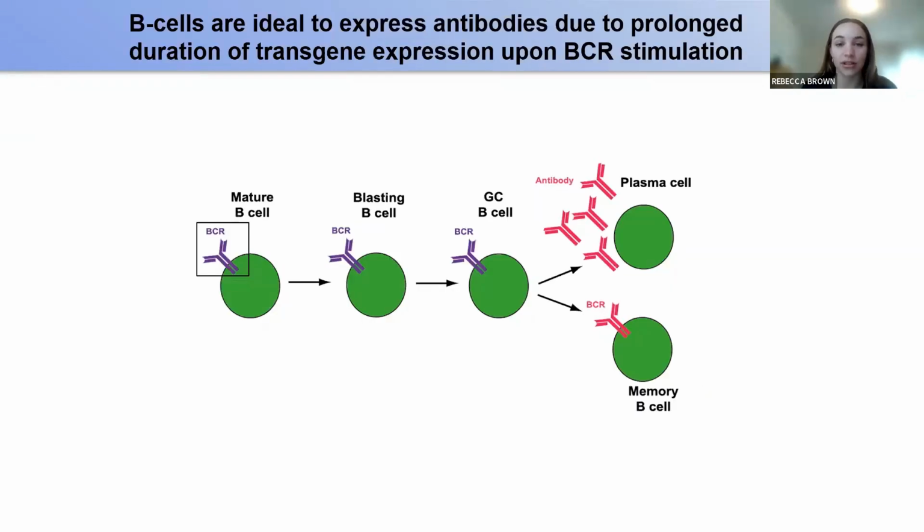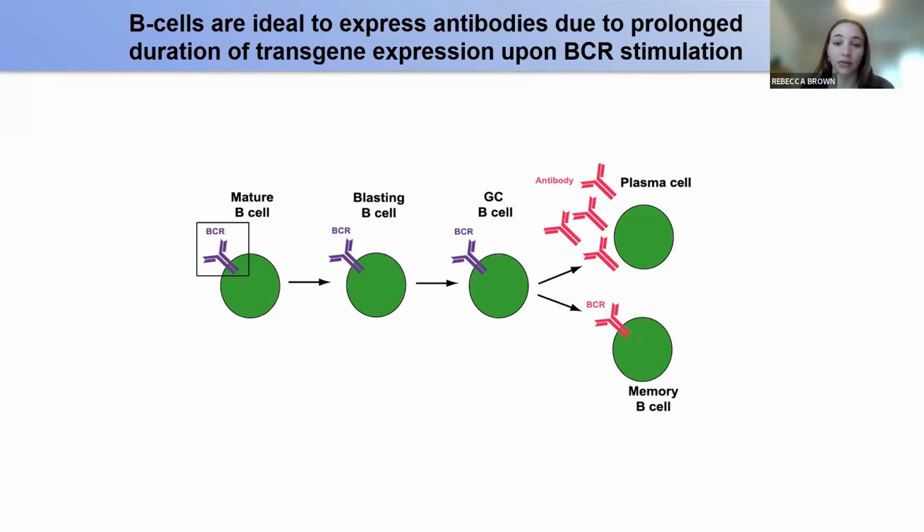So why do we want to target B cells? Well, B cells are a type of immune cell. And when their B cell receptor, or BCR, encounters its target antigen, B cells will divide, proliferate, and differentiate into different cell types. One of these cell types is a plasma cell. And plasma cells secrete antibodies, which have very useful antiviral purposes. They also can differentiate into memory B cells, which remain in the organism throughout the remainder of their lifetime.